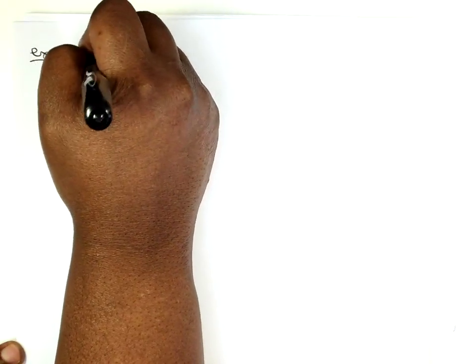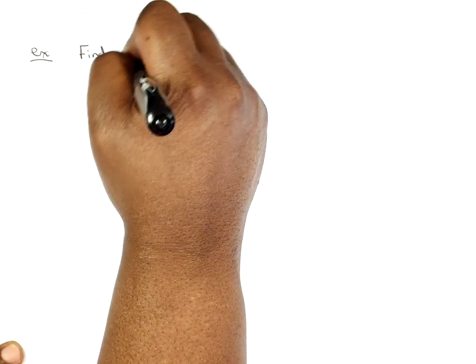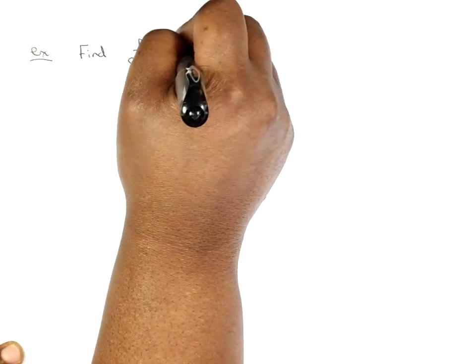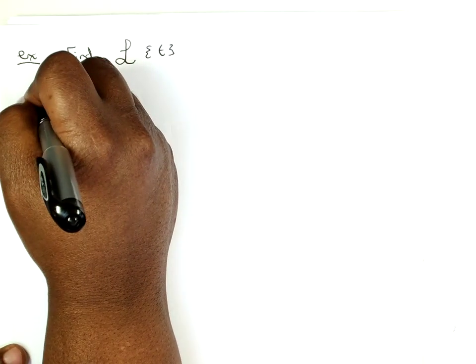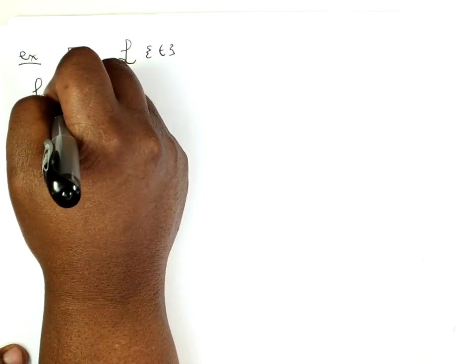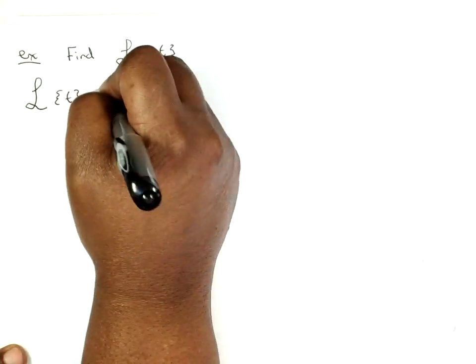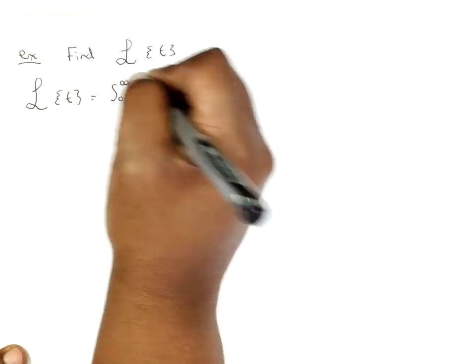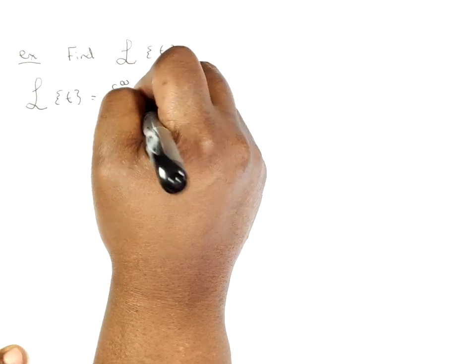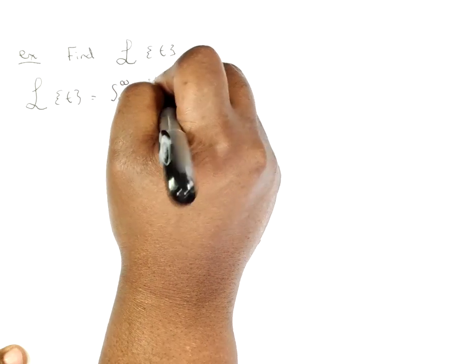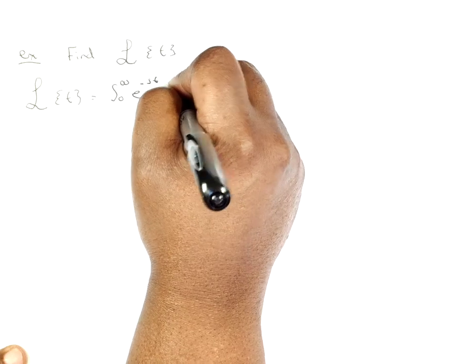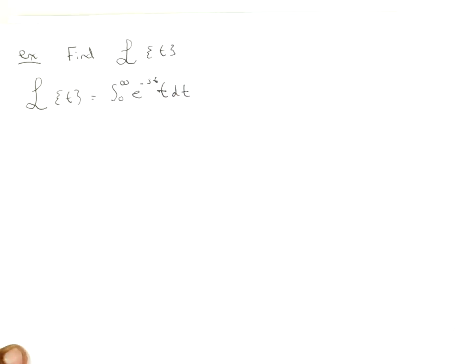Our next example, I want to find the Laplace transform of t. So again, the formula is the integral from 0 to infinity, e to the negative st times our f of t, and our f of t in this case is t, dt. So we're going to need integration by parts to do this.